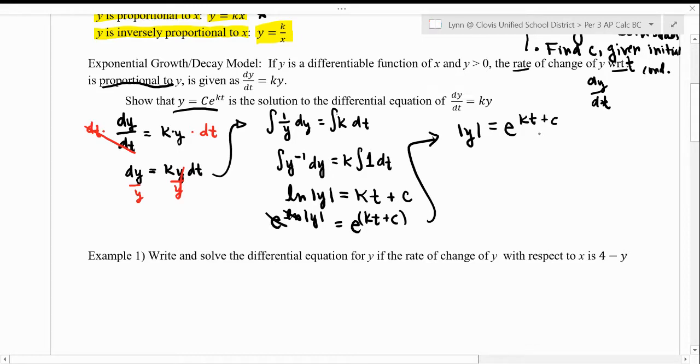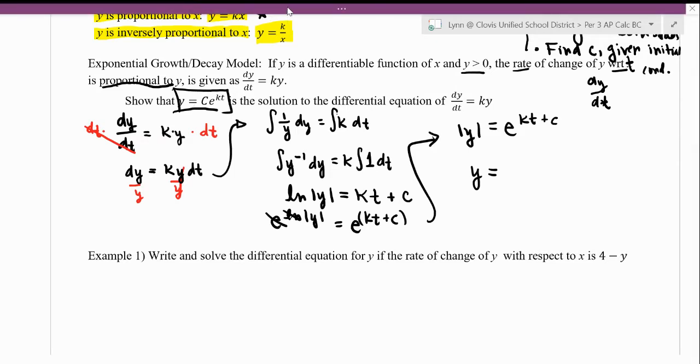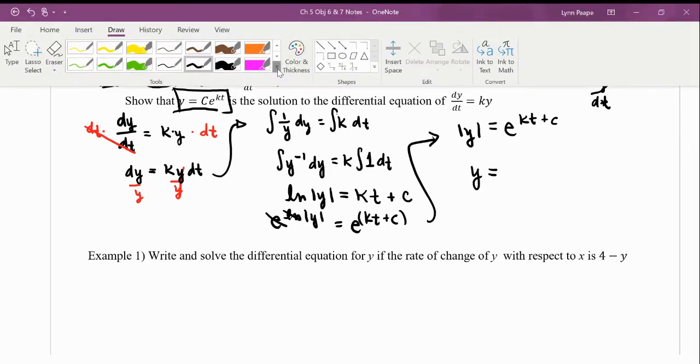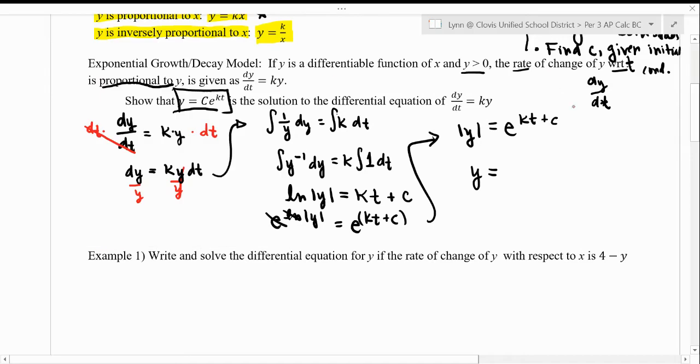So a couple of things here. They tell us that y is greater than 0, so that means I don't need the absolute value. And then the second component is it still doesn't look like what I'm trying to get, right? It still doesn't quite look like this. So now I have to figure out, all right, what next? And so this is going to be a technique that we're going to use. So we need to make sure we understand this.